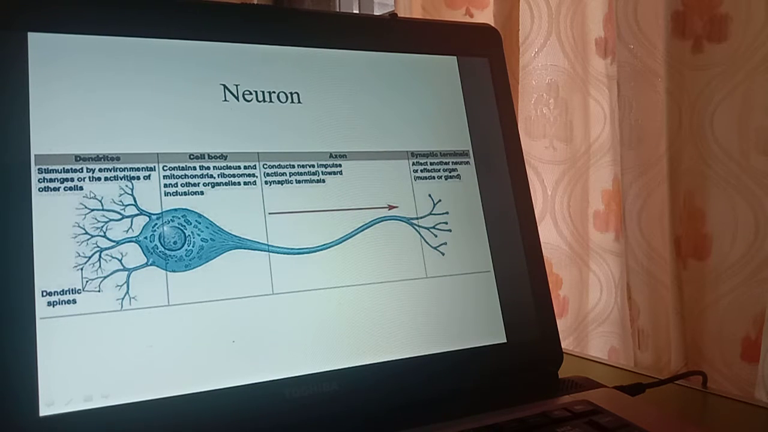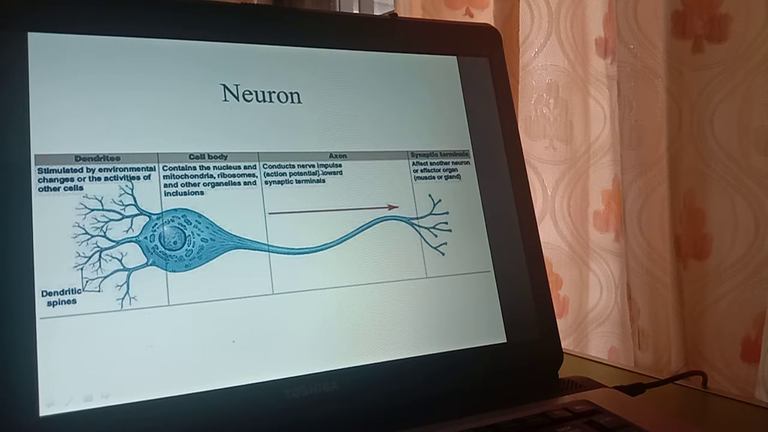This actually collects the information of the changes occurring in the environment. That's what I told you, within and outside environment. Yes, so these dendrites are highly branched. Now we have the cell body, which contains the nucleus and other organelles like the mitochondria, ribosomes, etc. And it is from this cell body that you have small projections which we call the dendrites. Okay. Now one of the projections is very long and we call that the axon.